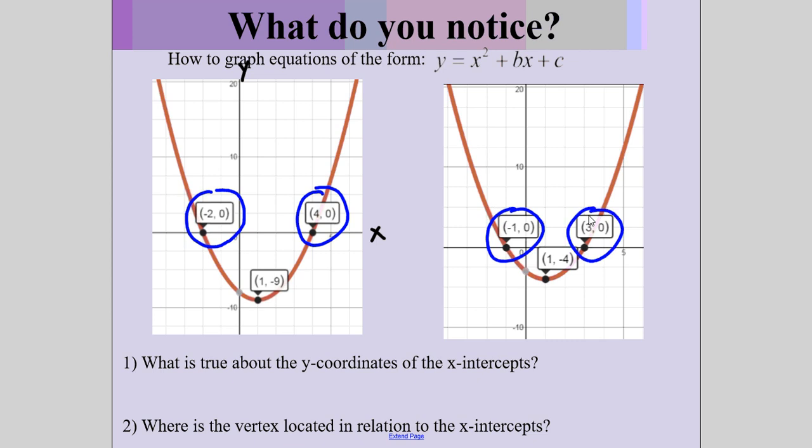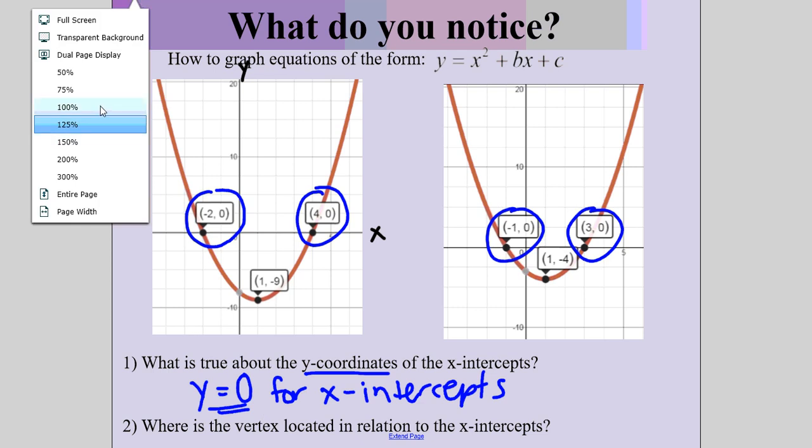If you look at them, they all have one thing in common. Their y-coordinates are all the same. All of the y-coordinates are equal to 0. y is equal to 0 for x-intercepts. The reason why is because you're on the x-axis. You're not above it, you're not below it, you are on it, so your y-coordinate has to be 0. That's very important.